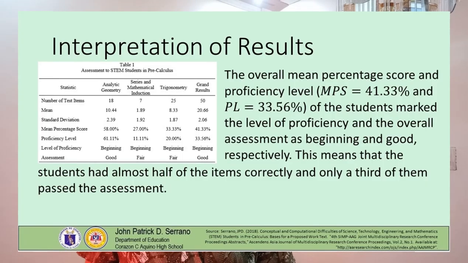Interpretation of results. The overall mean percentage score and proficiency level, MPS equals 41.33% and PL equals 33.56%, of the students marked the level of proficiency and the overall assessment as beginning and good respectively. This means that the students had almost half of the items correct and only a third of them passed the assessment. Keep practicing po. Mag-practice kung paano mag-analyze at mag-interpret.